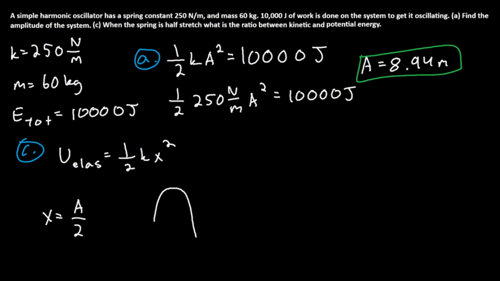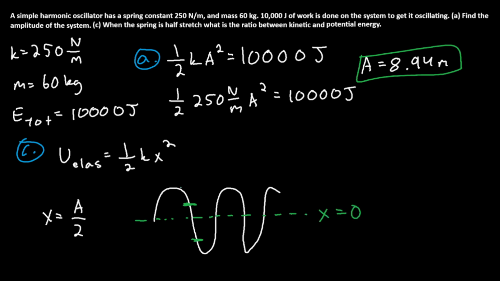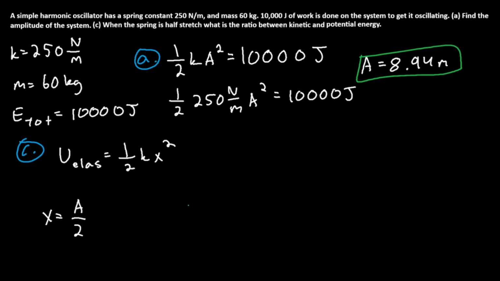So the amplitude of your wave describes the position. Amplitude divided by 2 would be straight in the middle where the spring is half stretched on either side. So if this was level 0, where x is equal to 0, your half stretch is at the points between the peak and 0. So x is equal to a over 2. So let's set x equal to a over 2.